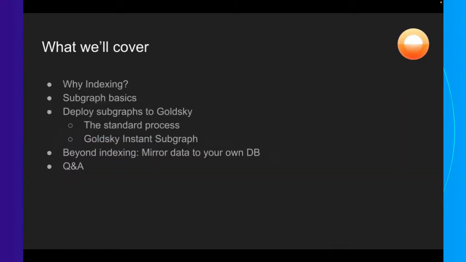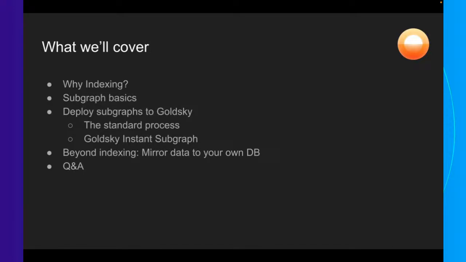So for today's agenda, I'll assume that people are not that familiar with indexing in general. So I'm going to cover the basics of what indexing is and why it's important. Then we're going to go over subgraphs, covering the basics all the way up to Goldsky instant subgraphs, which is basically a way for you to deploy subgraphs with no code at all. You just input a config file, and then we generate all the necessary code for you.